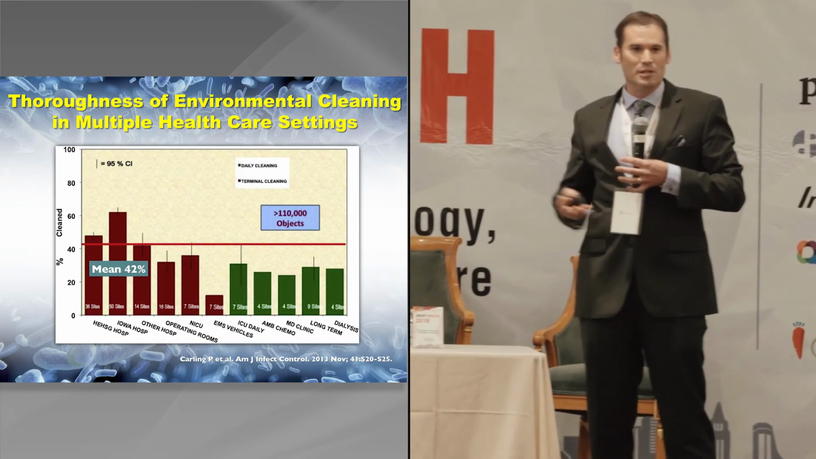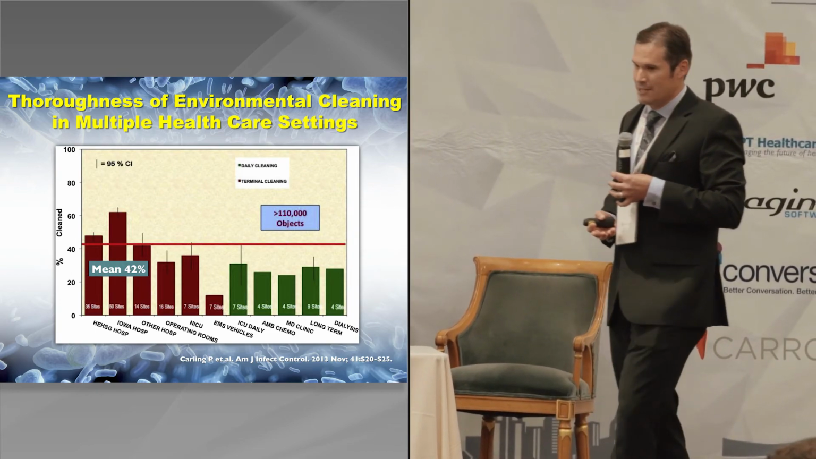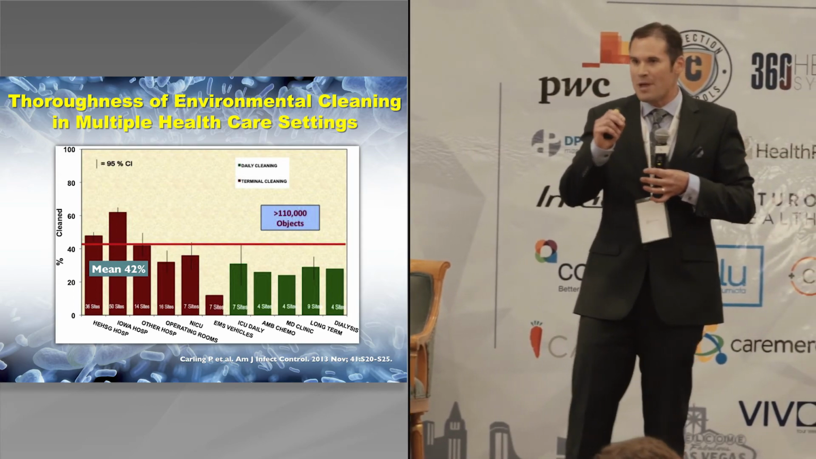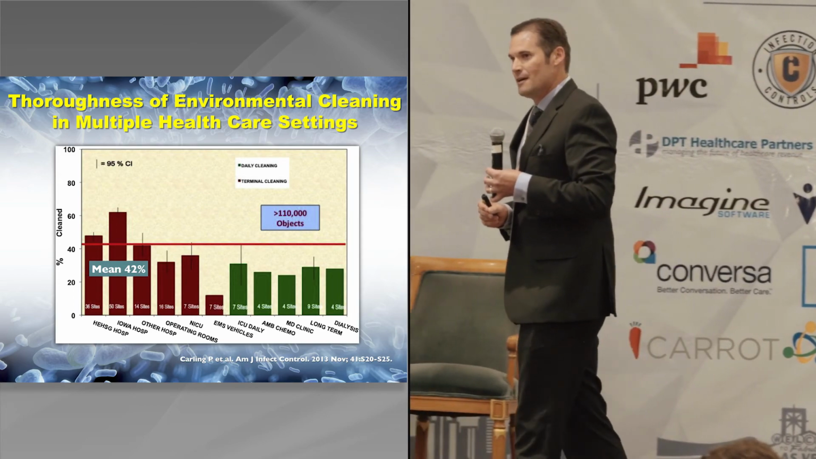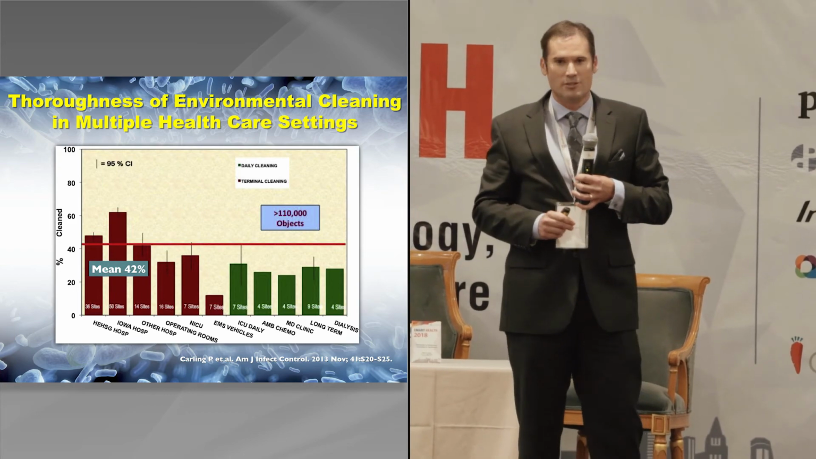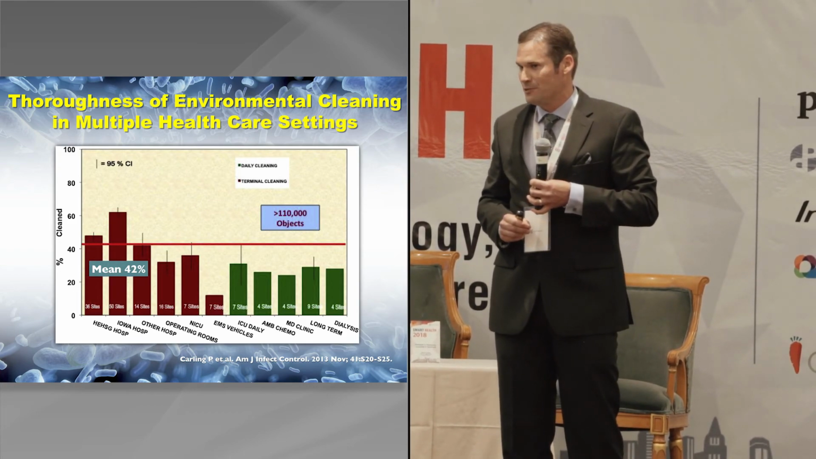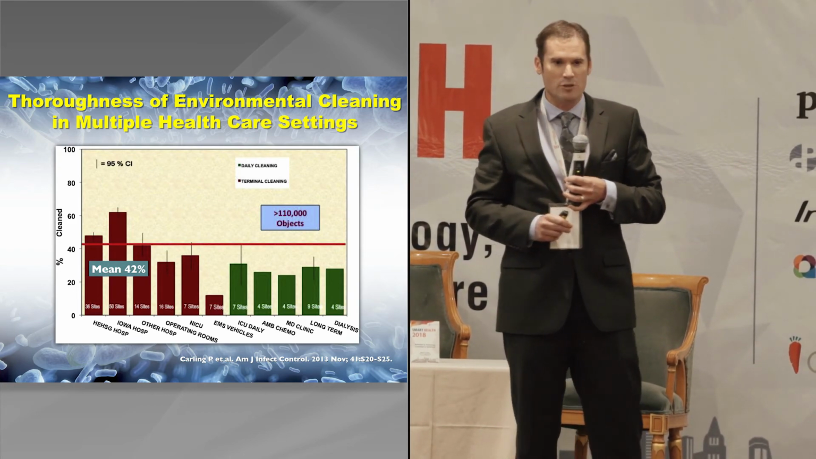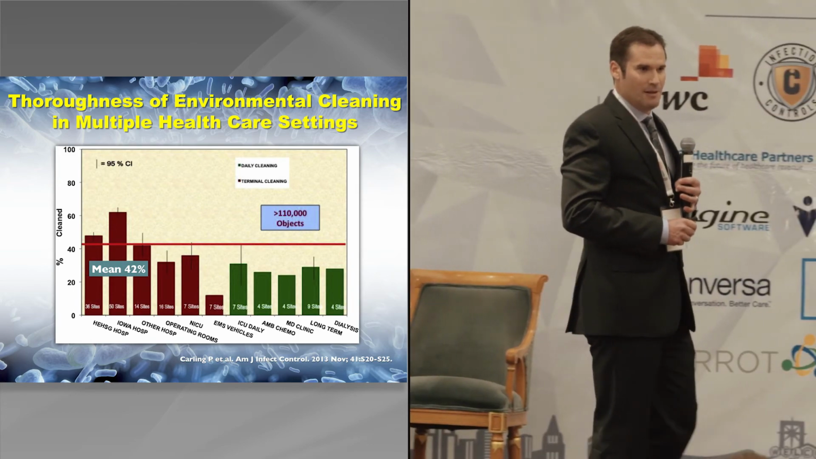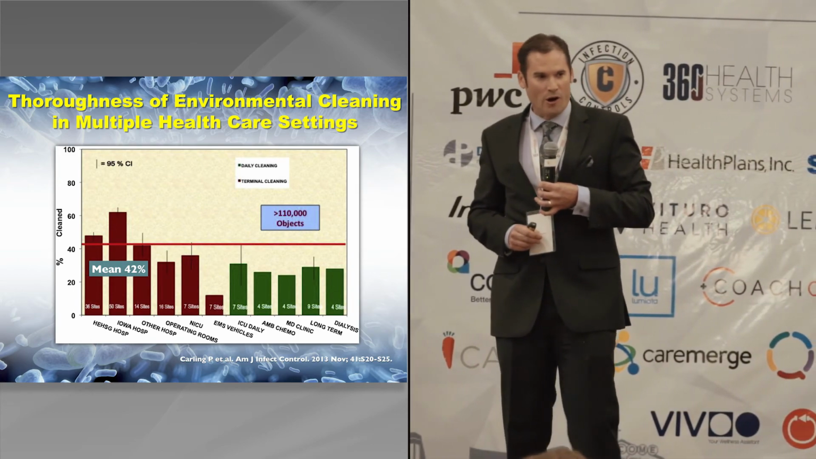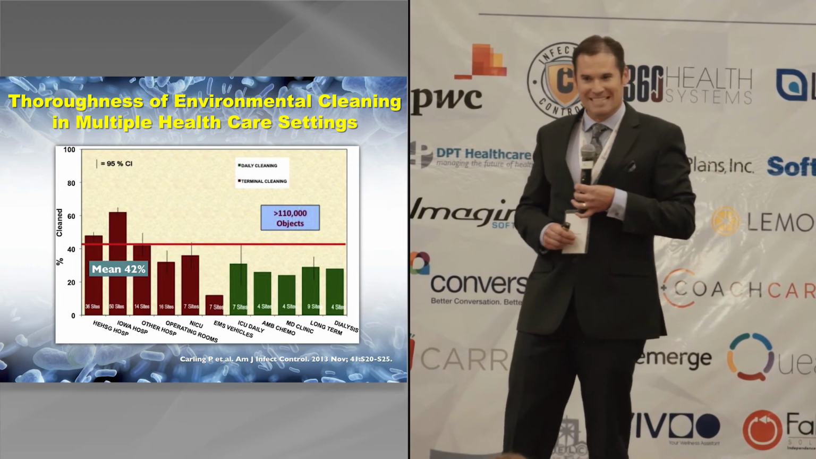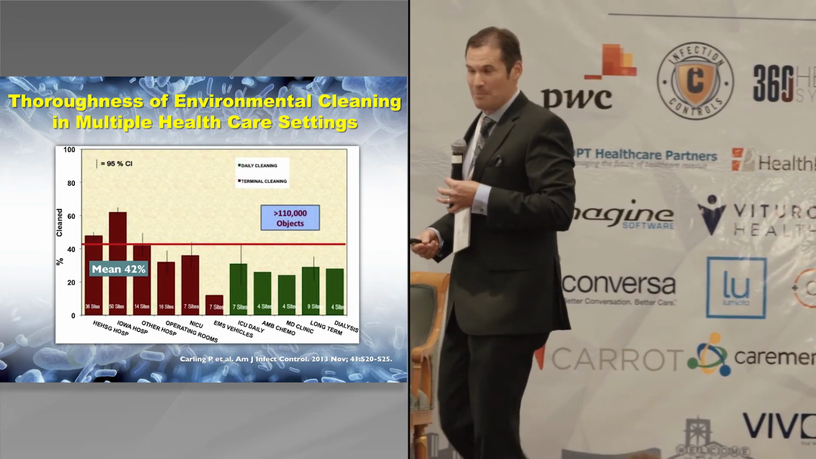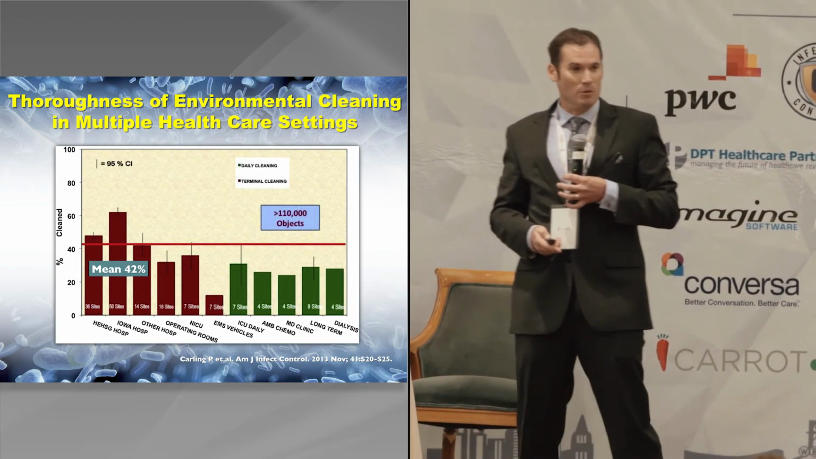On the right, you see the little green bars here. That was actually daily cleaning. But the number that jumps out at me is the overall average thoroughness of cleanliness for EVS staff, which is 42%. Less than half of the rooms are clean and disinfected. Kind of scary to think about that we do have this problem.